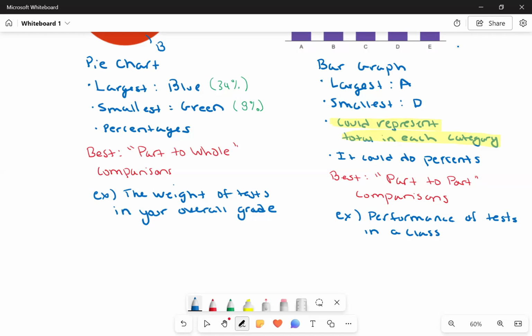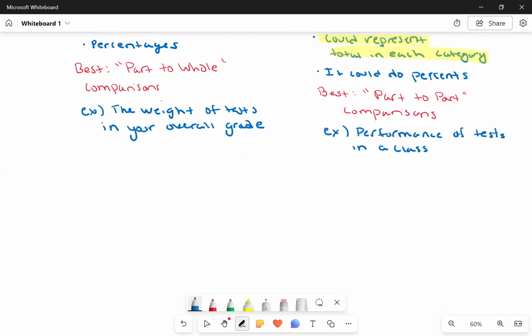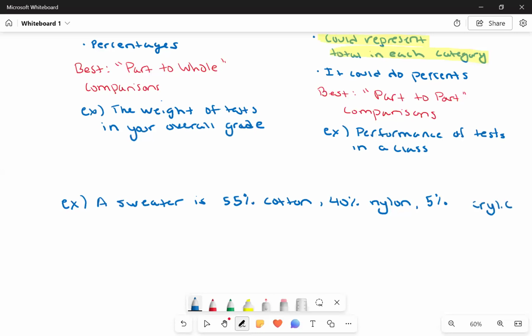Okay, so let's do an example where we actually make one by hand, which is a little bit cumbersome. I admit that because drawing a pie chart is a little bit different freehanding it, but I'm going to do my best. Let's make a bar chart of this. So let's say a sweater. A sweater is 55% cotton, 40% nylon, and 5% acrylic. Acrylic. There we go.